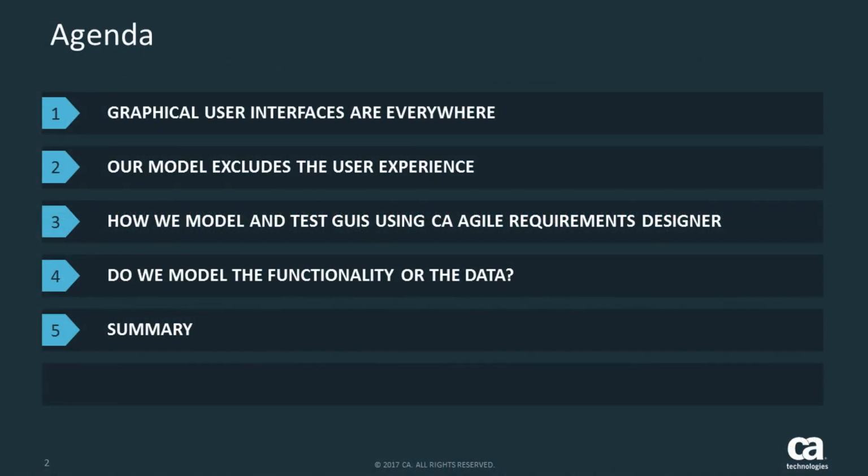So what I'm going to talk about is GUIs in general and how pervasive they are. When we use ARD to model a GUI, we have to think about the user experience, but we have to exclude it from scope, if you like, from the model. I then want to talk about how we do model and test GUIs using ARD, and then discuss whether we should model the functionality, the processing, or we should model the data, and give some hints on that. Then I'll do a demonstration, and the summary will be quite extensive to discuss some of the issues to do with testing GUIs in general.